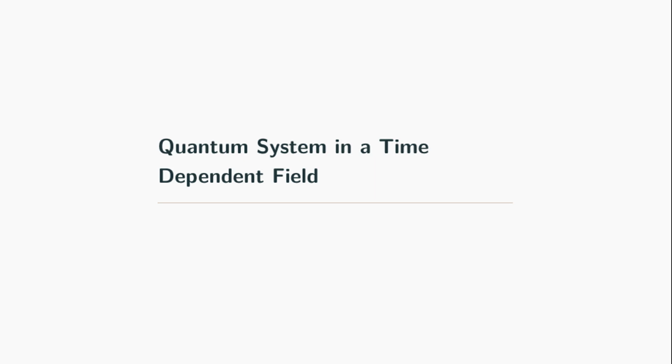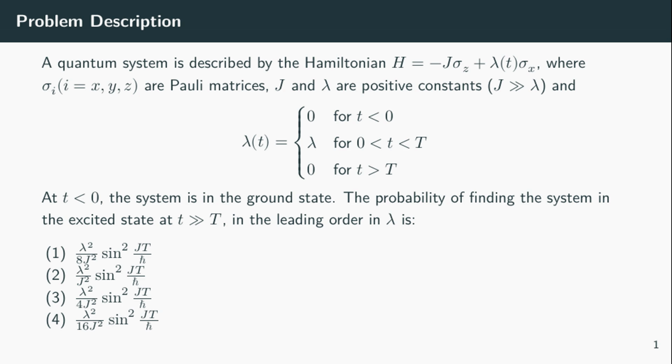Okay, let's walk through this problem about a quantum system in a time-dependent field. So we are looking at the problem description. We have a quantum system described by this Hamiltonian H equal to minus J sigma z plus lambda of t sigma x. Here sigma i, where i can be x, y or z, are the well-known Pauli matrices. J and lambda are positive constants and importantly J is much greater than lambda.